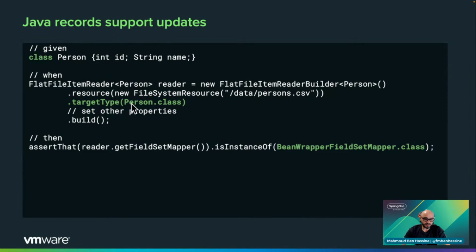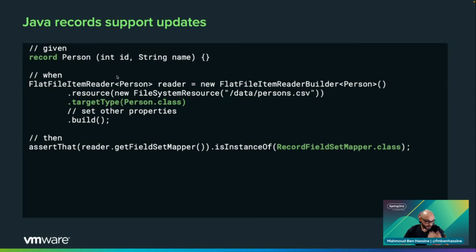And then I tell Spring Batch the target type, person.class, which means the type to which Spring Batch should map each line of this file to an instance of this class. Now, when I configure this item reader like this, I'm expecting that Spring Batch will set a bean wrapper field set mapper on this reader. So this is a regular Java class, and the mapper for it is this one, bean wrapper field set mapper.